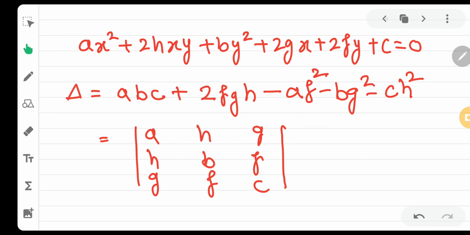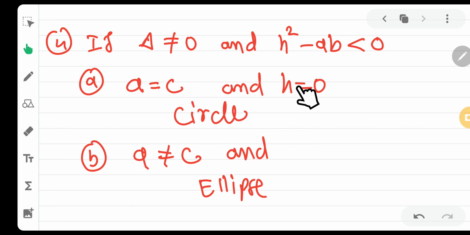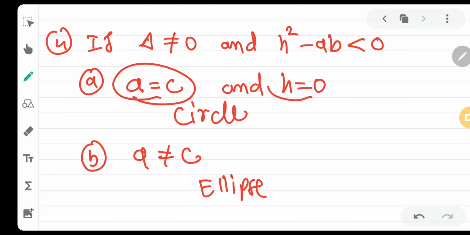H equal to 0 means this xy term shouldn't be there. In a circle equation, there is no xy term, right? So this should be 0. And if a is not equal to c and there is no condition on h, I mistakenly wrote that h is not equal to 0. H can be 0 also in ellipse. There is no problem in it. The only condition is delta shouldn't be 0, h square minus ab less than 0 and a shouldn't be equal to c. Then it will be treated as ellipse, and for circle both conditions should be met.